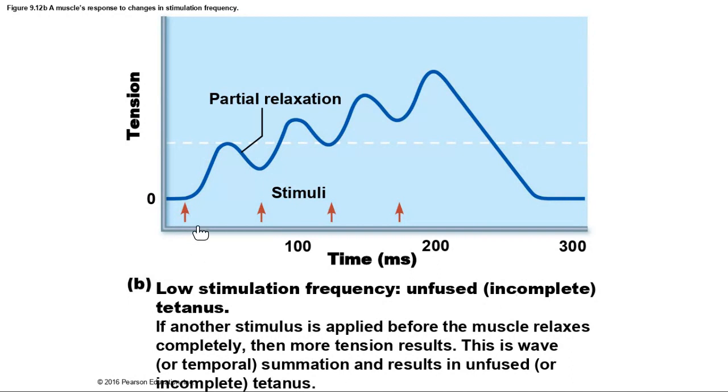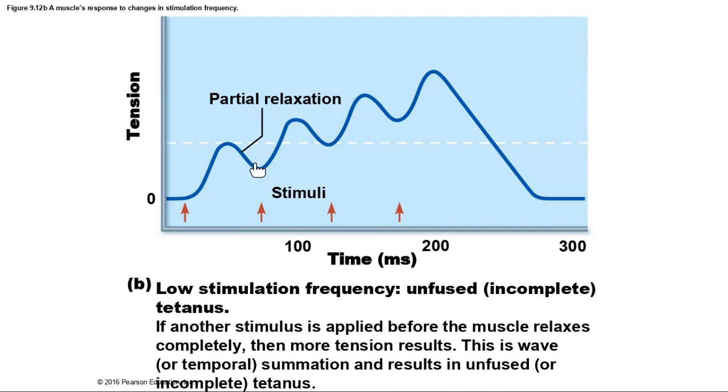Now, what's happening here? Look at the little red arrows. These are representing action potentials. These are representing stimulation coming from a neuron. Okay, remember what our normal myogram looks like. You're going to have a latent period, you're going to have a period of contraction, and then you're going to have a relaxation period. But notice that in this myogram, we do not have a full relaxation period here. We only have a partial relaxation.